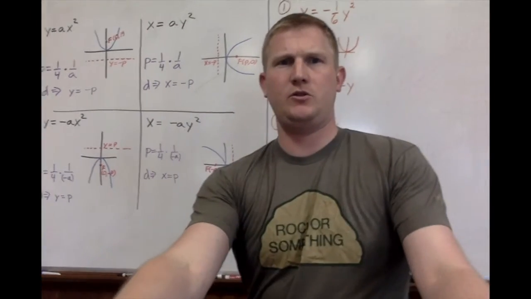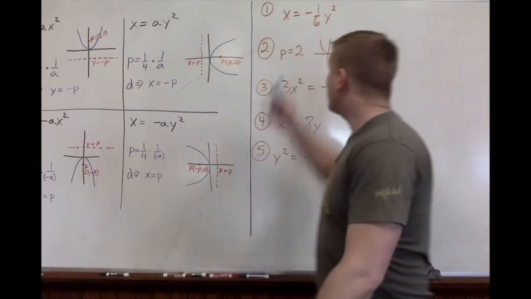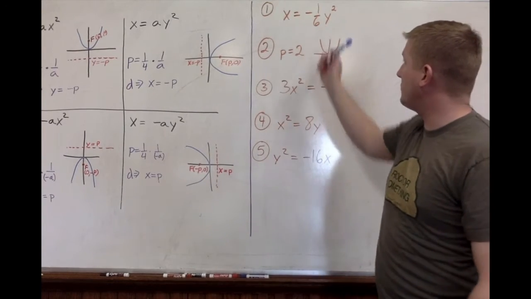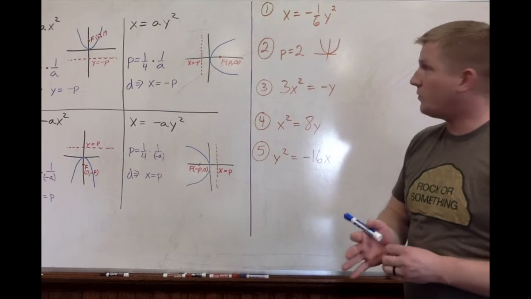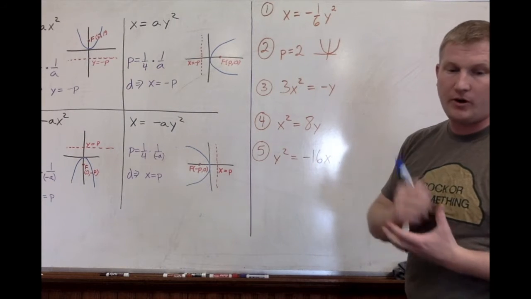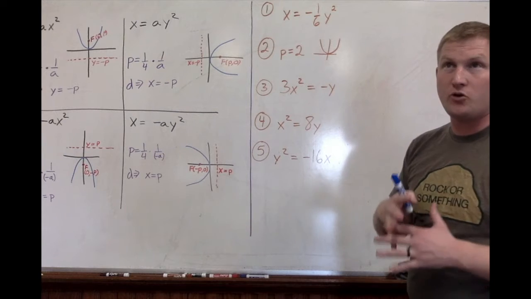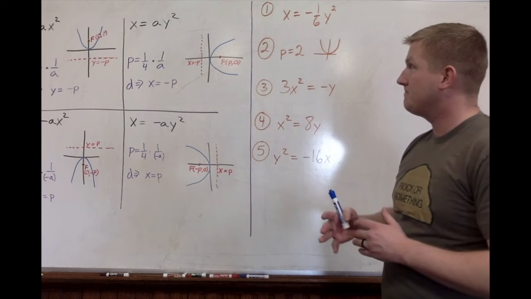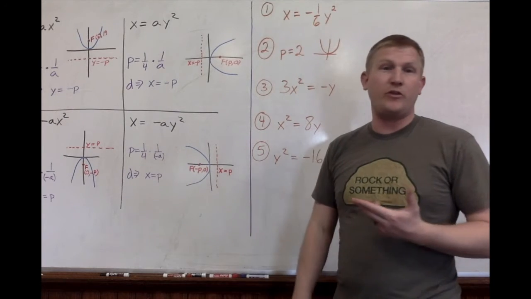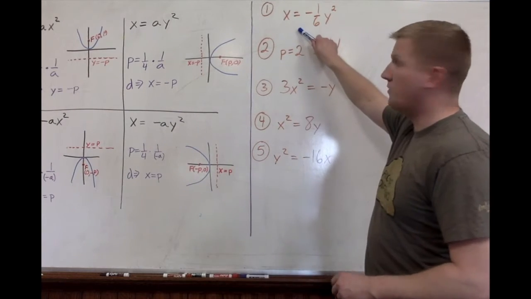All right, so I'm going to have to tweak this just a little bit. There we go. So let's take a look at question number 1. Let's say for question number 1, we have x equals negative 1/6 y squared. And the question is, what are the coordinates... what is the focal distance? Well, actually, let's just change that. What are the coordinates for the focus point, and what is the equation for the directrix for this parabola?